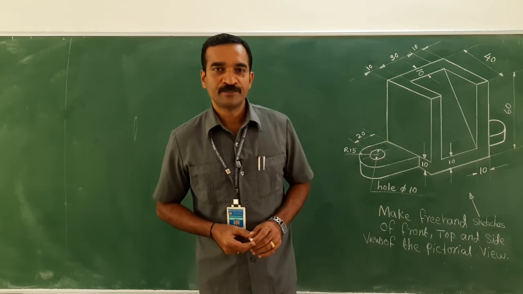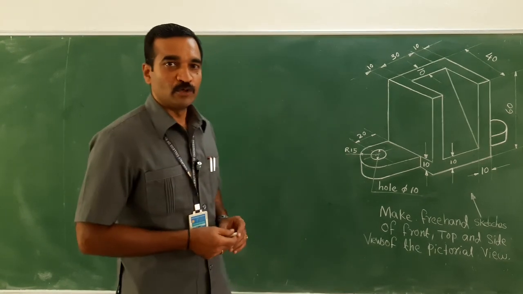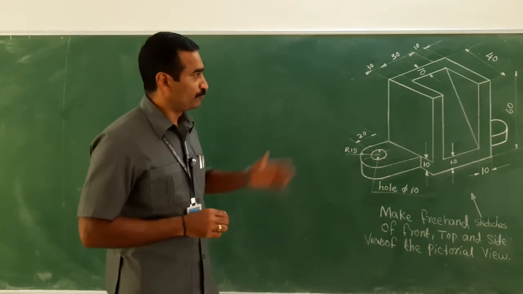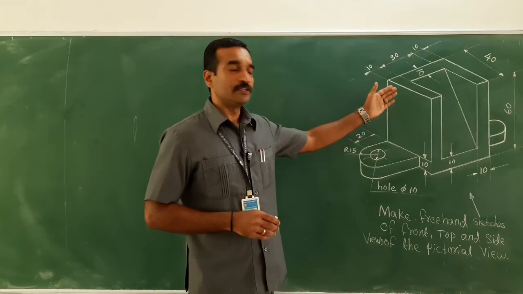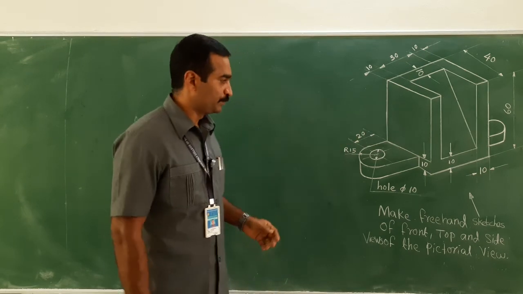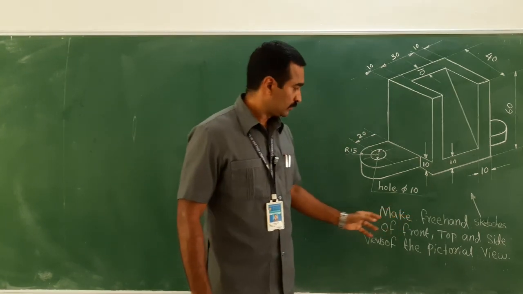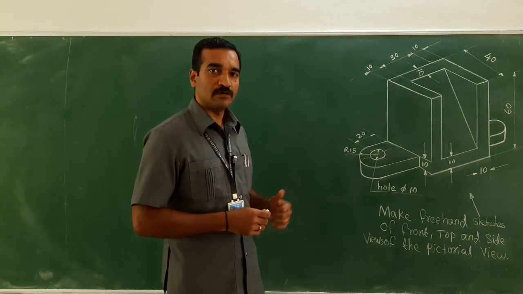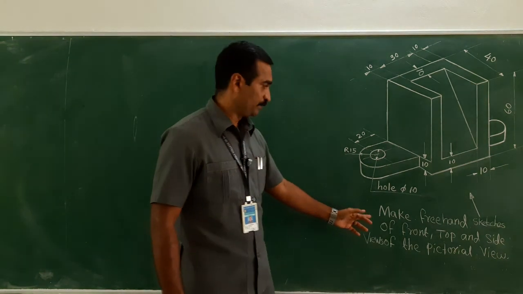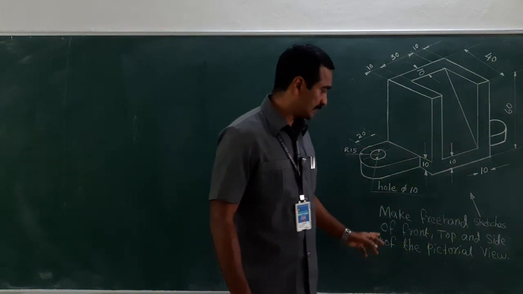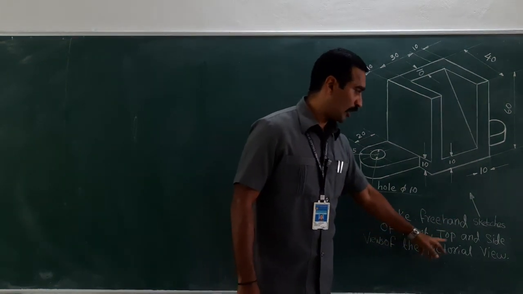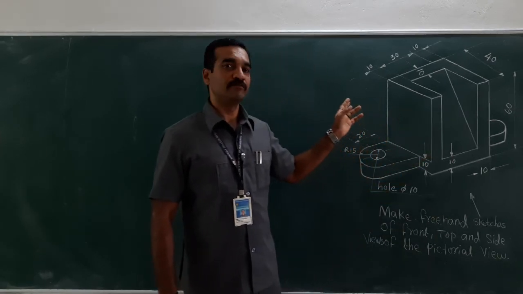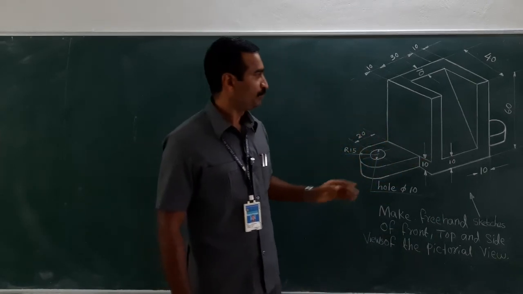Very good morning, students. For this session, I am going to draw the orthographic projection from the isometric view which is being given here. Let me read out the question. What are the views I need to draw for this given question? Make freehand sketches of front, top and side views of the pictorial view shown here.